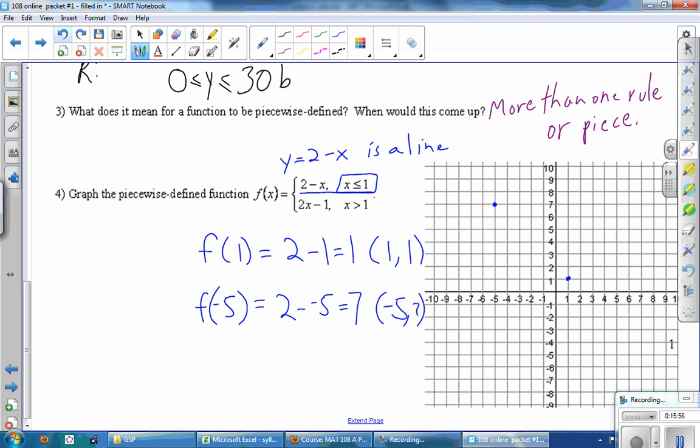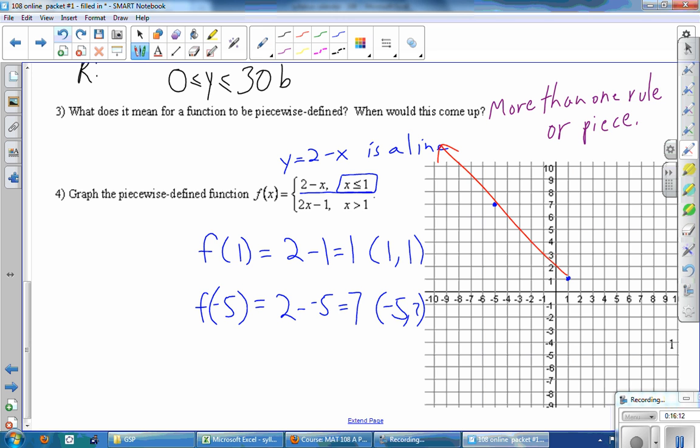Okay, so we'll connect the dots with our straight line. This line goes until x equals 1, so it ends right there on the far right. And then we'll connect the dots between, and then it goes forever that way, so we'll put an arrow. Not really mandatory for me to put those arrows.